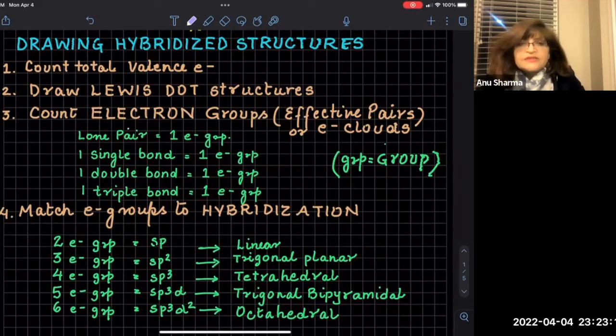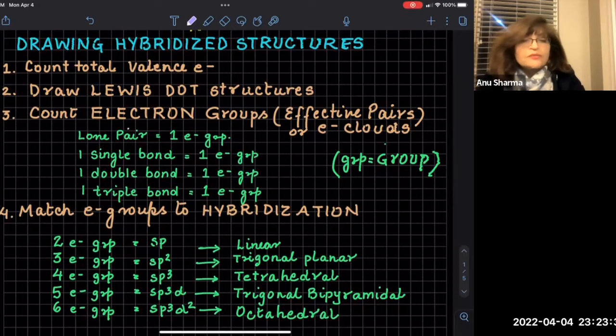A lone pair is considered to be 1 electron group. If you have 1 single bond or 2 single bonds or however many single bonds there are, 1 single bond is going to be 1 electron group. So if there are 2 single bonds, it would be 2 electron groups.